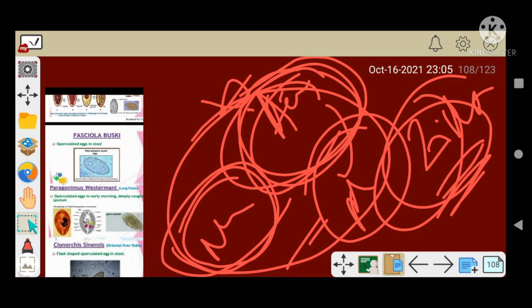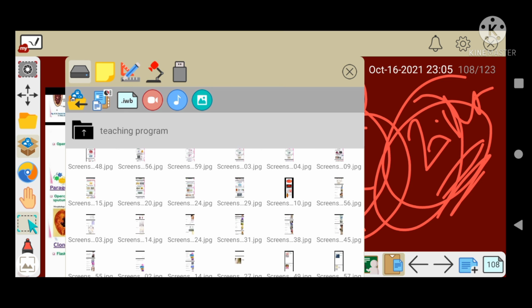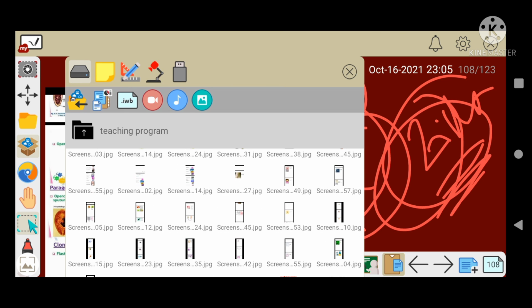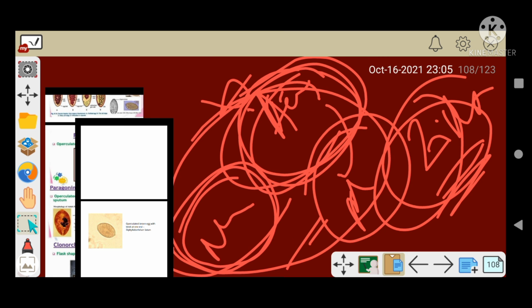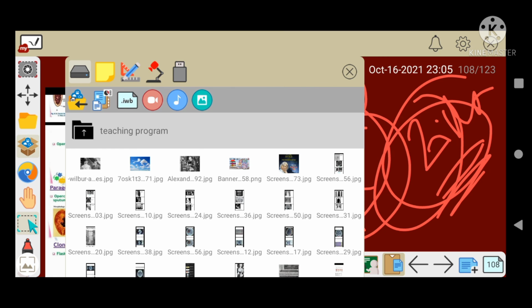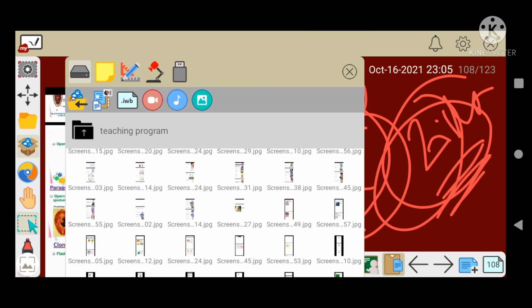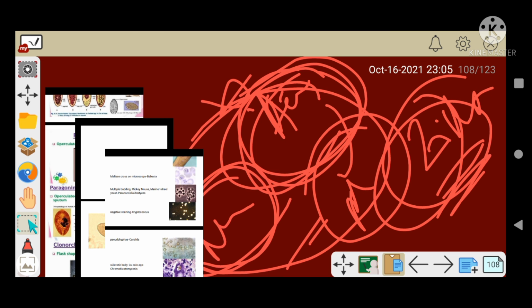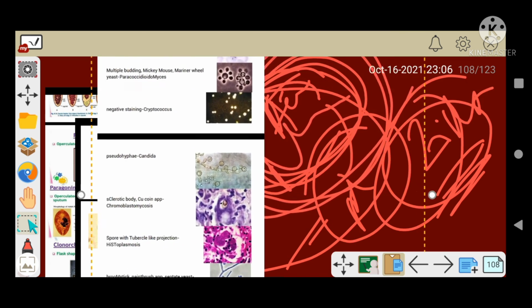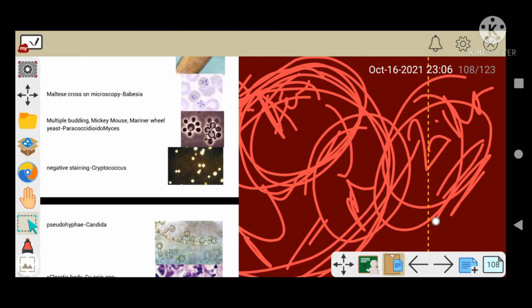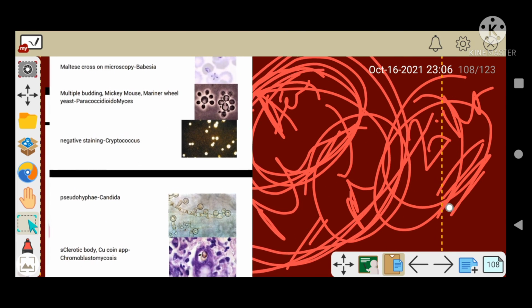Okay, this we have discussed. Let's go. Have we missed anything? I don't think so. No. I think we took the majority of the images. Don't think I've missed anything. Okay. Maltese cross, yes, we have done.